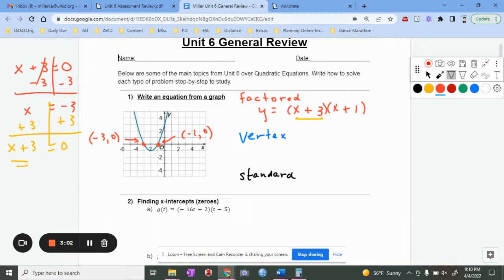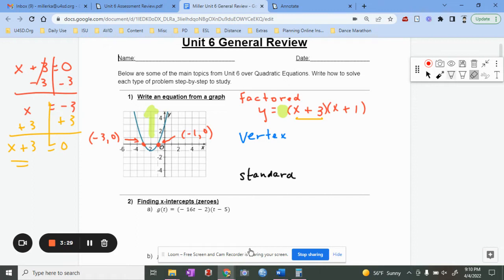The other thing I want to check is because our graph is opening up, we want to make sure this in front is positive. If my graph were to open down, like so, then we would need a negative number in front. So you just want to be aware of that, okay?